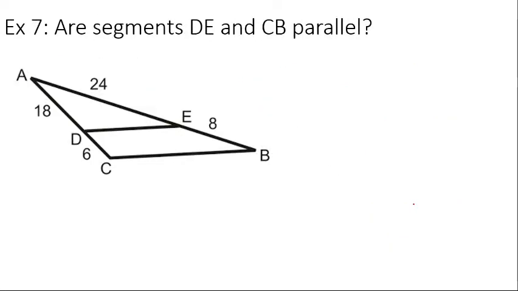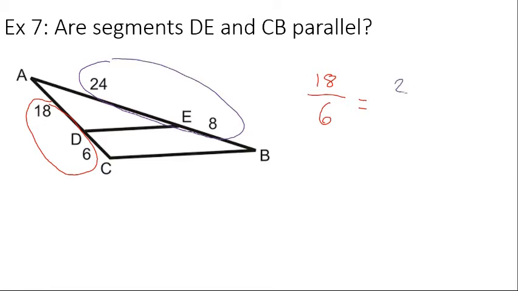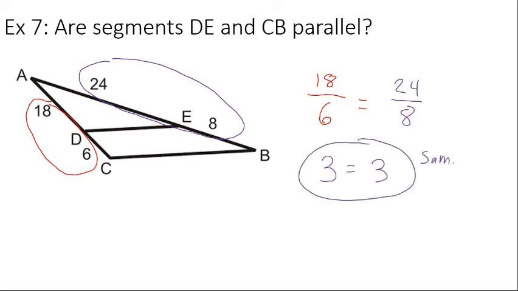Okay, example 7 says, are the segments DE and CB parallel? I'm going to take these right here. I'm going to take 18 over 6 equals, I take these two, 24 and 8. So 18 divided by 6 gives me 3. 24 divided by 8 gives me 3. So these two are the same. So we say DE is parallel to CB.